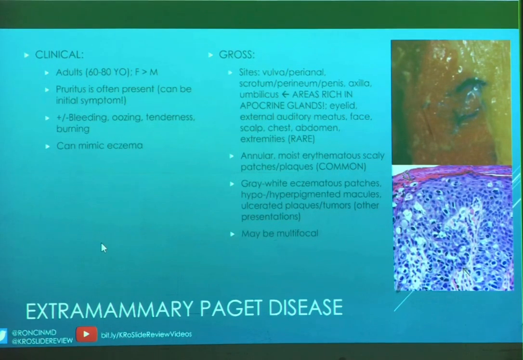The lesions tend to be ring-like, with moist, erythematous, possibly scaly patches or plaques. The lesion above, even though it might look like a burn or a severe excoriation, is what extramammary Paget's tends to look like, that very wet, beefy type lesion. They can also appear as gray-white eczematous patches. They may or may not be pigmented, so hypo- or hyperpigmented macules, and remember, macules and patches have size requirements, so make sure you're up to date on those. They can be ulcerated, tumorous or more exophytic, and they can be multifocal as well.